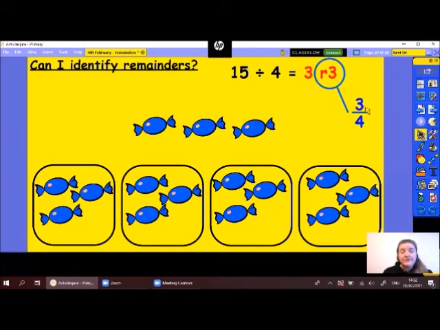Remember, the numerator at the top is your remainder and your denominator at the bottom is the number you were dividing by. Have a go at challenge 2 and try and write your remainders as fractions. So like this one, we've now got the whole number and then the fraction. So 15 divided by 4 was 3 remainder 3, or 3 3/4. Have a go and see how you find it today.